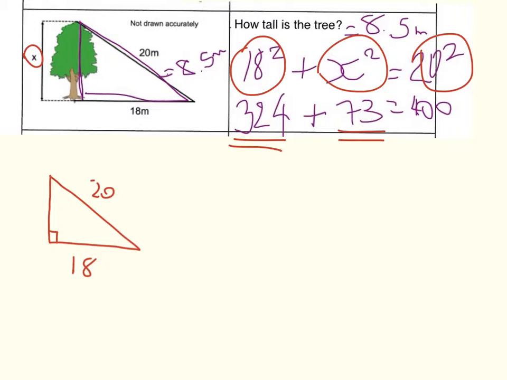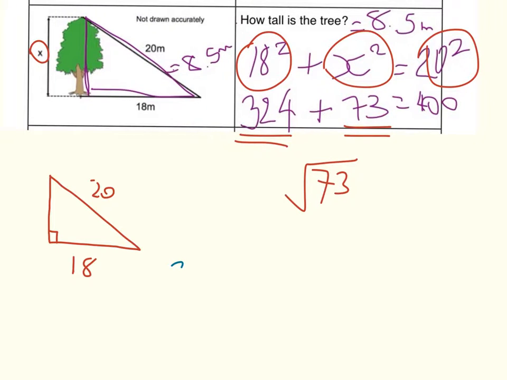So in order to get your number, you need to square root the 73, basically. I would have done it like this. I'd have got to the same answer as you eventually. So 20 squared minus 18 squared, and I would have square rooted my whole answer, and that would actually give me the same answer as you.